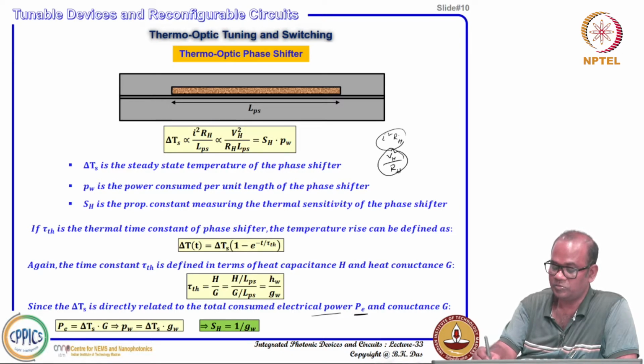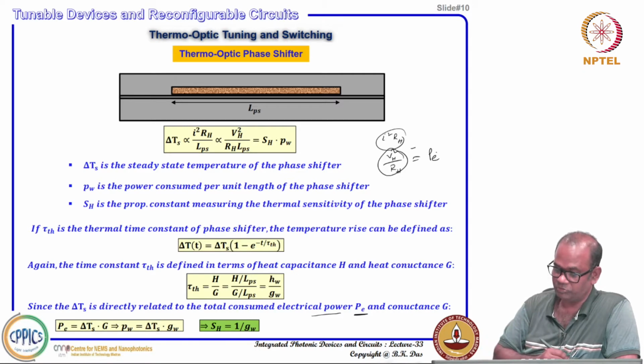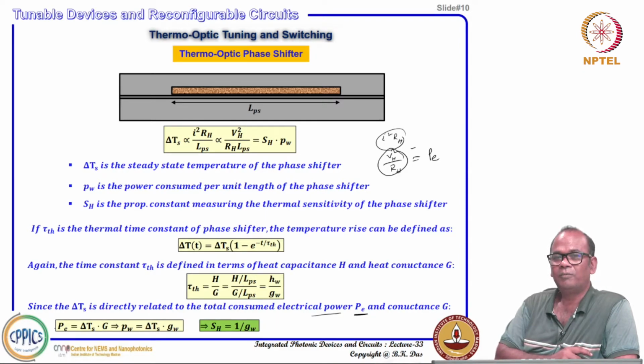So, this value is the total value, which we define as the total electric power consumed, and conductance G. Then normally it can be shown that temperature rise multiplied by conductance actually equals your electrical power consumption, PE. We can write it like that, if we can model it like that.